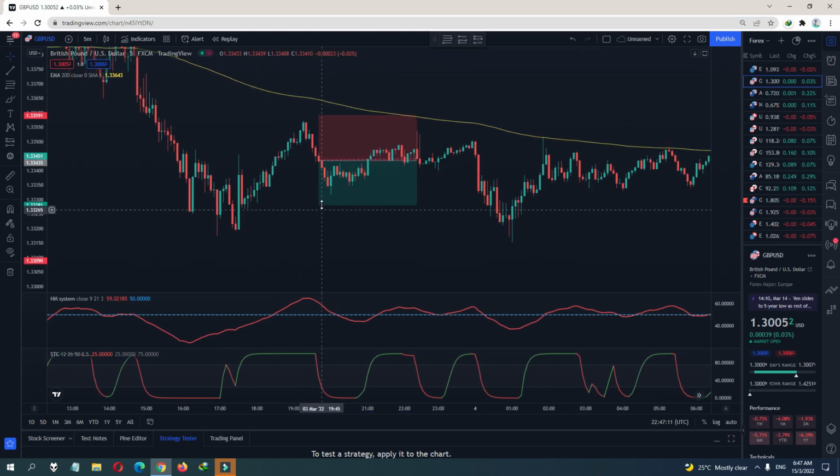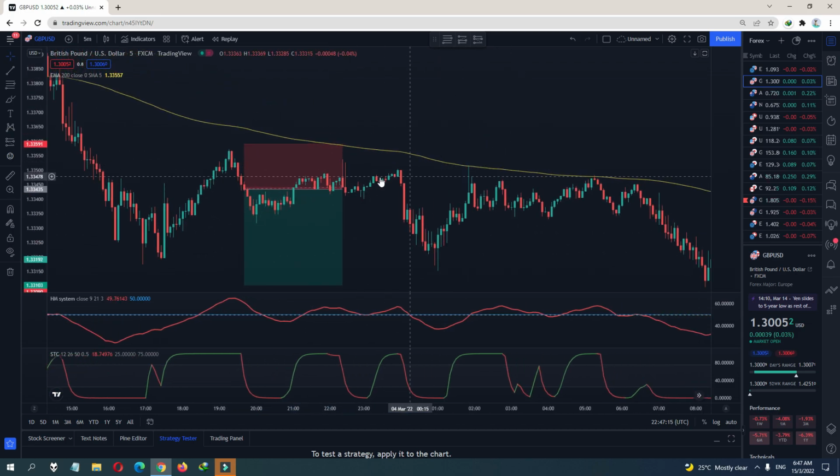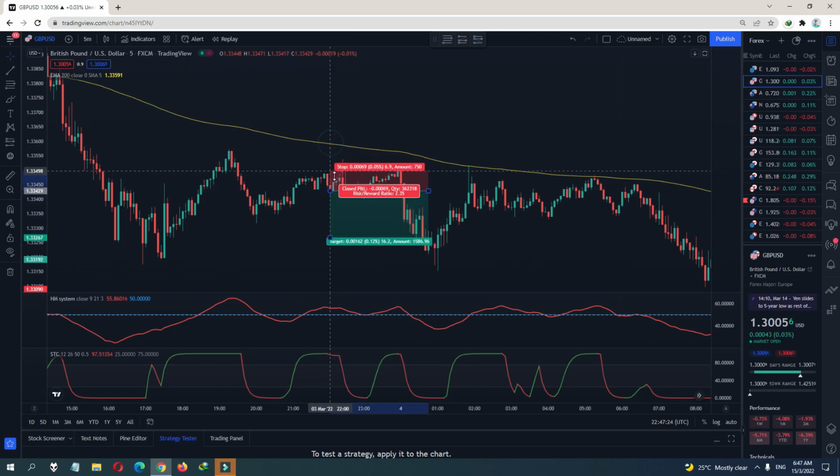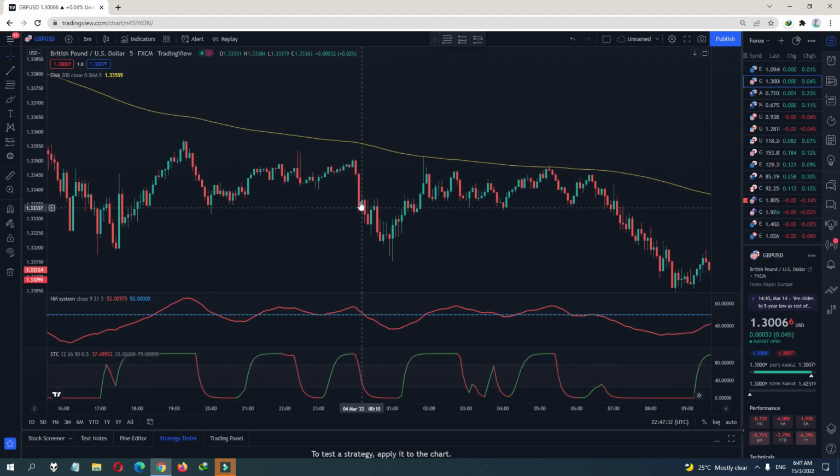Target 1 to 2. Here we have another sell. Depending on where you put your stop loss, if you put it here, you can get it. And here we have another sell.